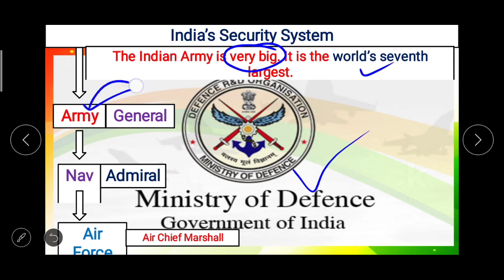Chief of the army is known as the general. The chief of navy is known as admiral, and the chief of the air force is known as air chief marshal. And these three chiefs are appointed by the president. That is why there is no kind of political interference in the appointment of these three heads of the army, navy and air force.